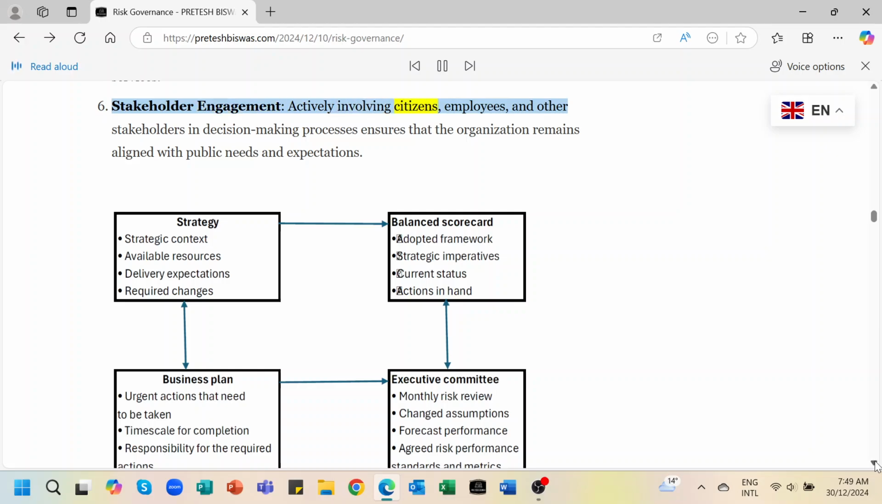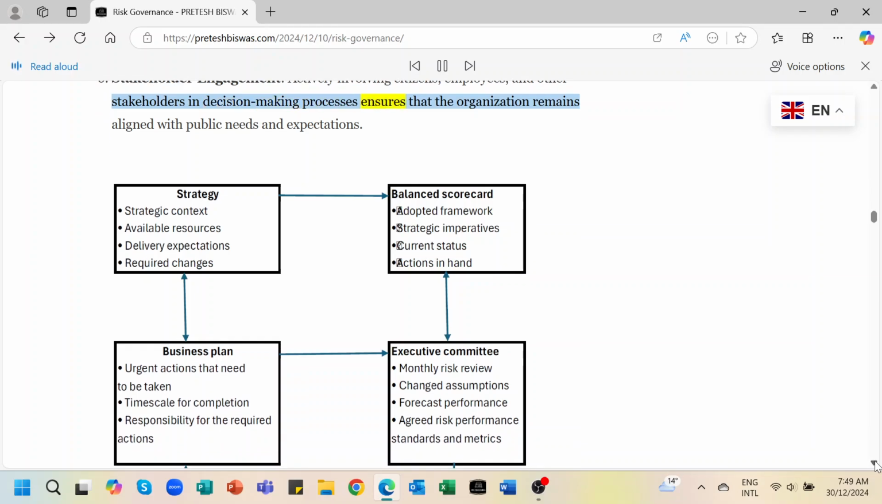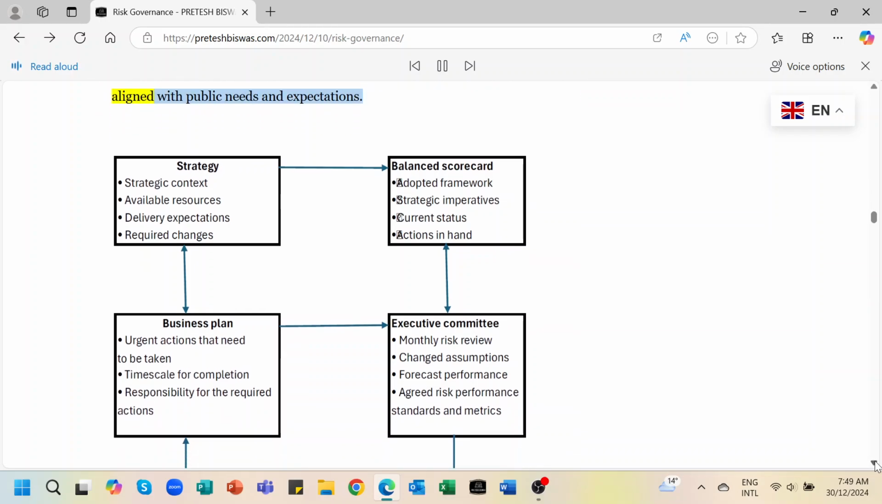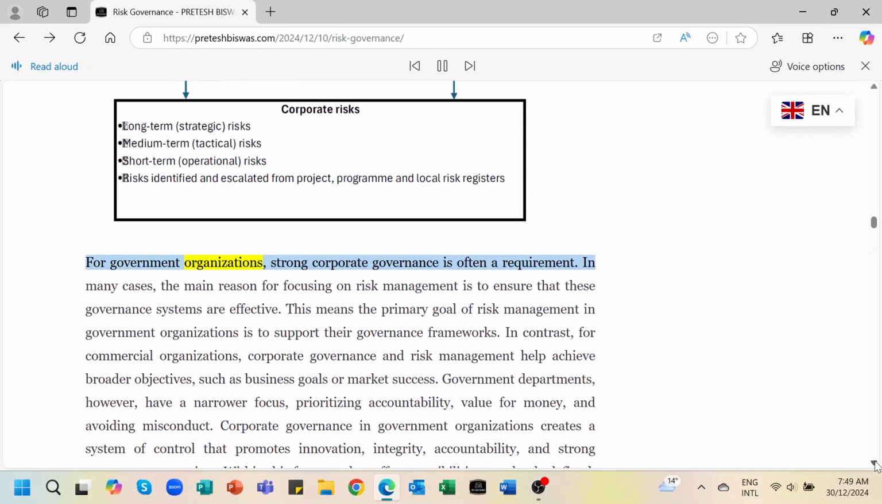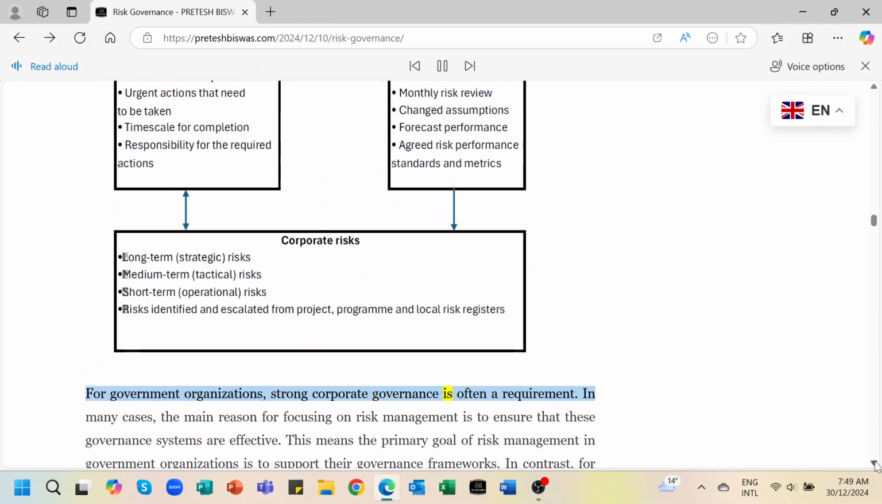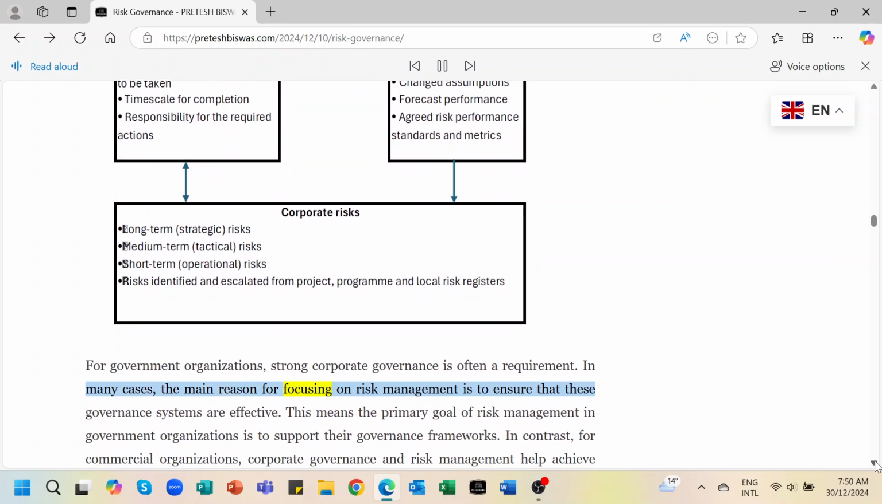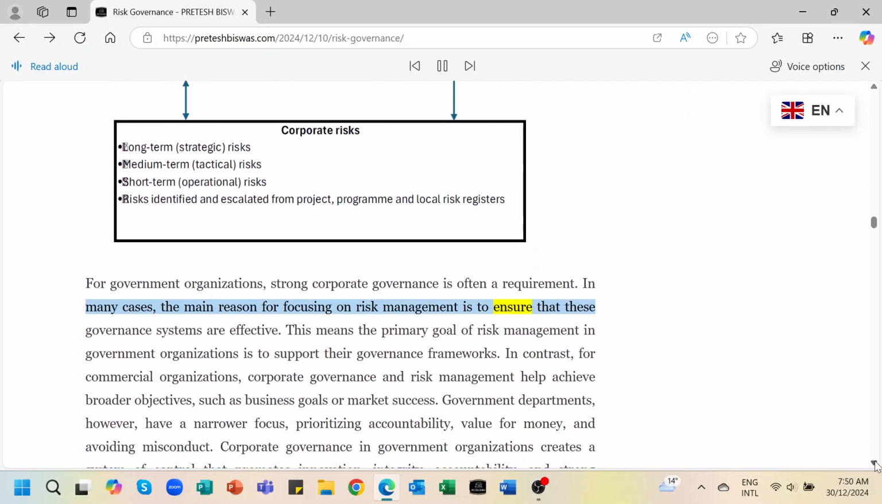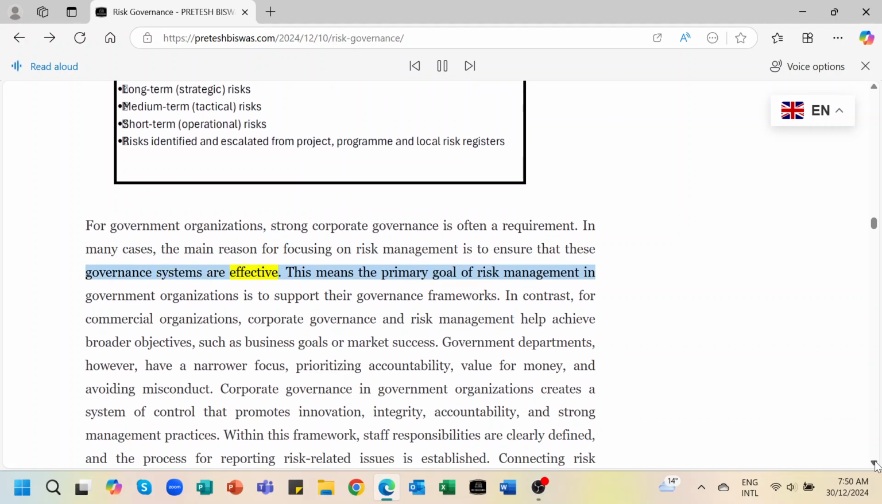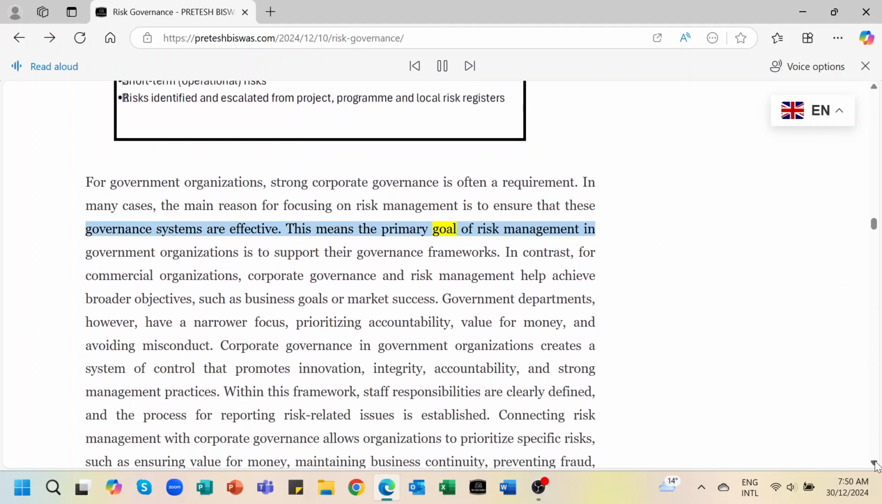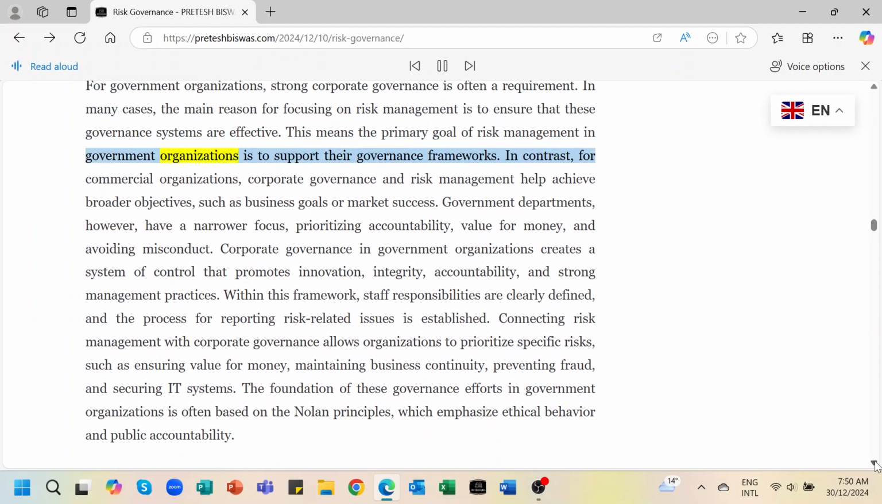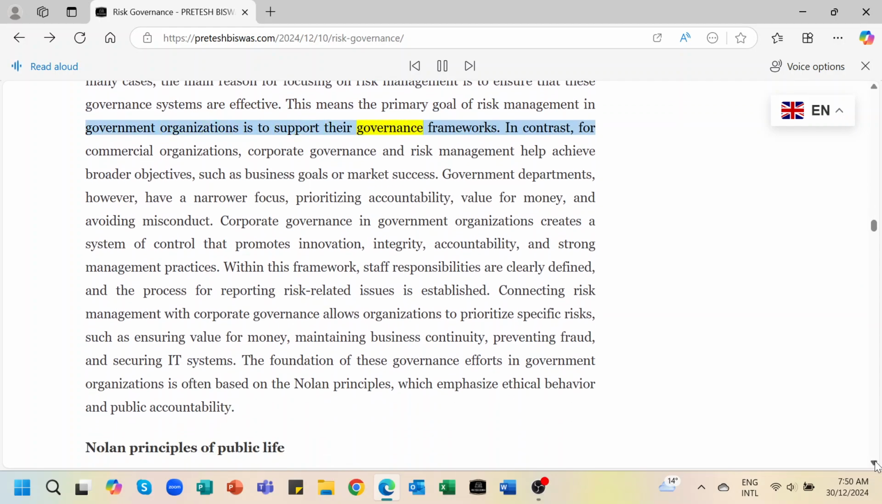Actively involving citizens, employees, and other stakeholders in decision-making processes ensures that the organization remains aligned with public needs and expectations. For government organizations, strong corporate governance is often a requirement. In many cases, the main reason for focusing on risk management is to ensure that these governance systems are effective. This means the primary goal of risk management in government organizations is to support their governance frameworks.